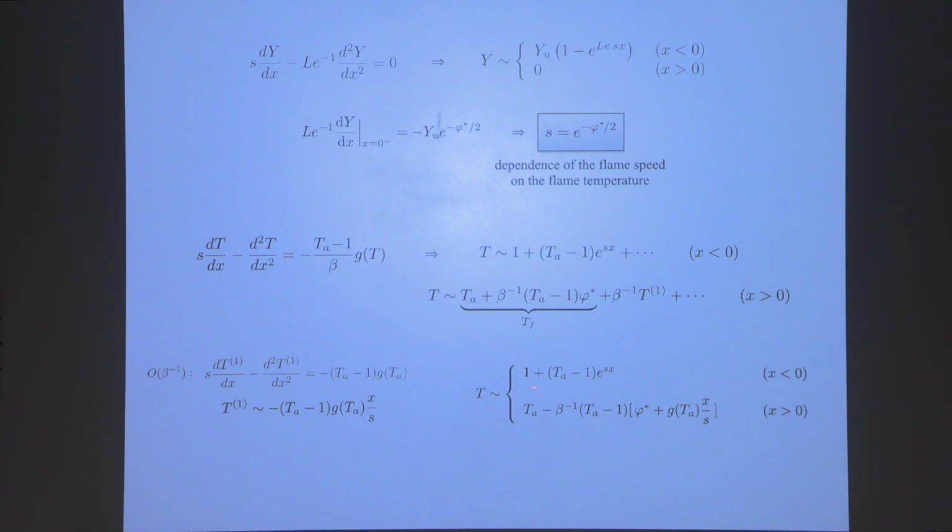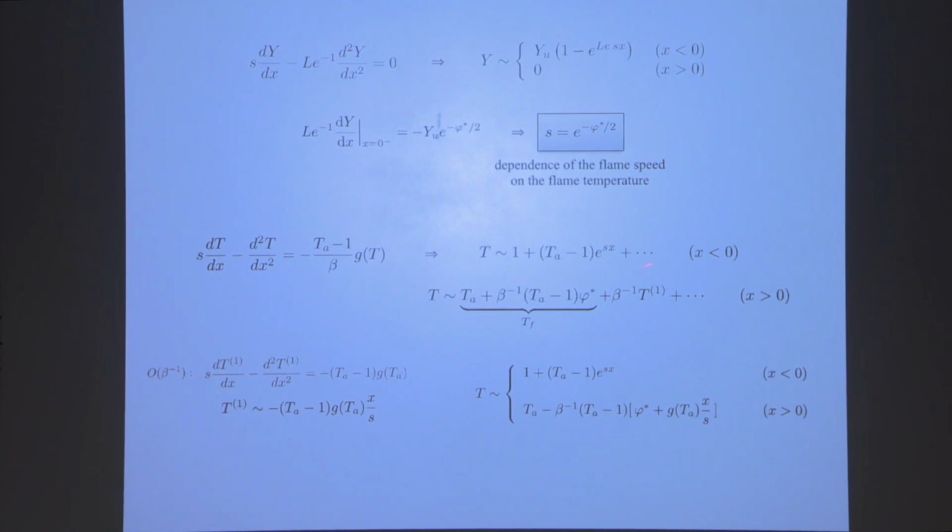because the heat loss is small, so it's 1 plus TA minus 1 e to the Sx is simply the solution of this equal to 0, plus perturbation, but I didn't write it because at the moment it's not important. What about on the burn side? On the burn side, we said that the temperature is expressed this way, that was Tf, right? And so we write T as the flame temperature plus a small perturbation from the flame temperature.